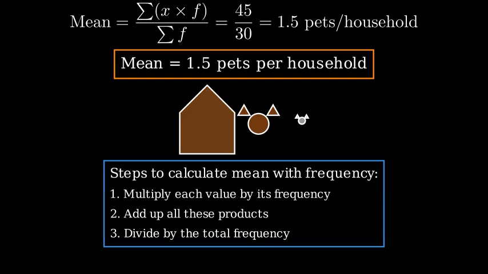1. Multiply each value by its frequency. 2. Add up all these products. 3. Divide by the total frequency, or total number of data points. This approach is more efficient than listing each value individually, especially for larger data sets.